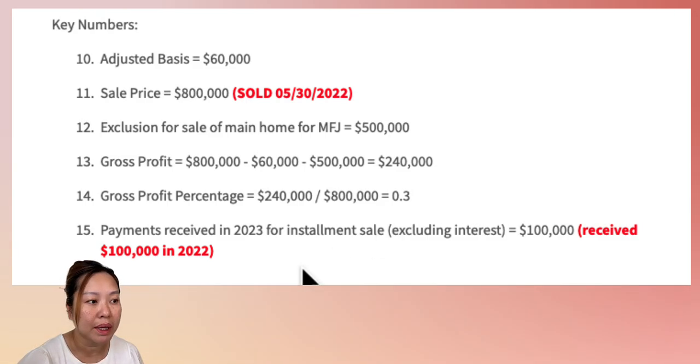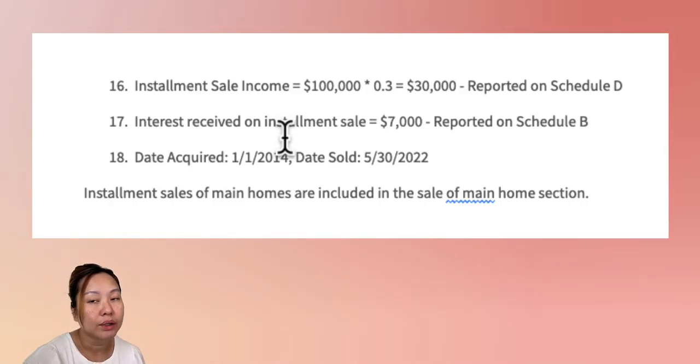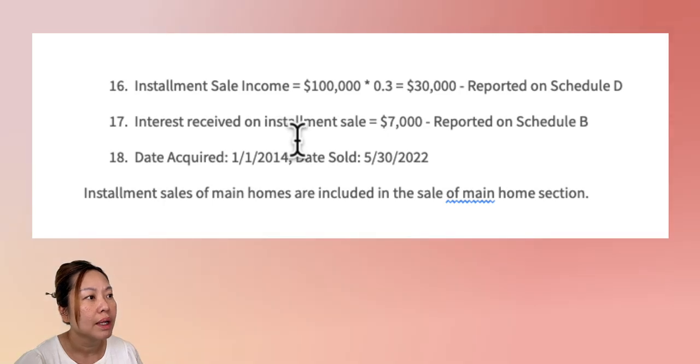The difference will be, remember, the first year we received the principal of $100K, excluding interest. So this is year 2. We're also going to receive another payment of $100K. The interest that we receive on the installment sale for year 2 is also $7,000. So for the entry, because we already entered the installment sale into TurboTax the year before, which was 22 in our example, in 23 we go straight to installment sale.